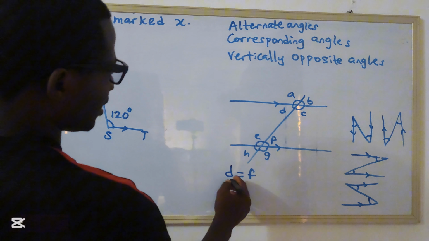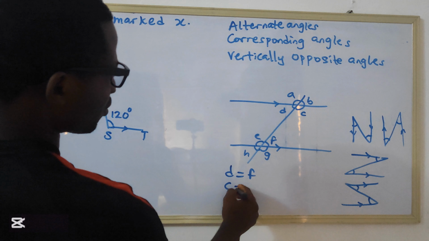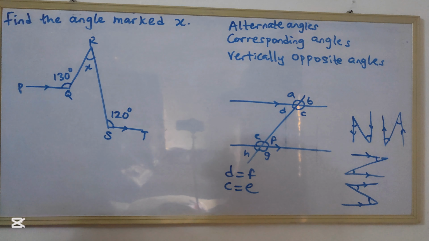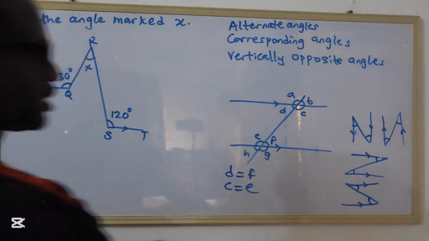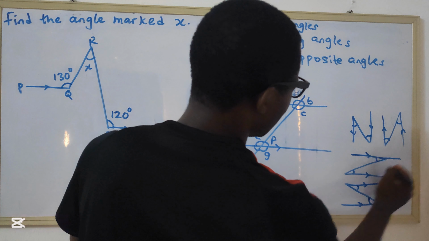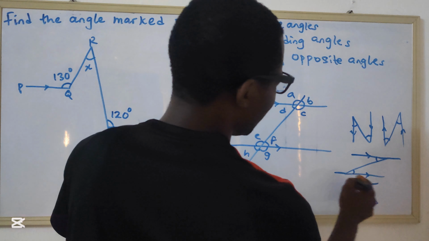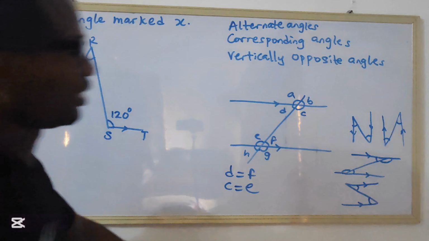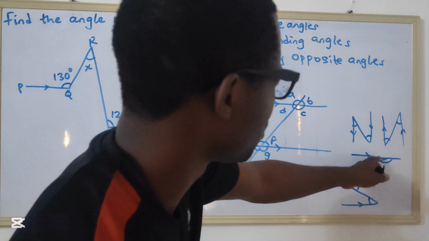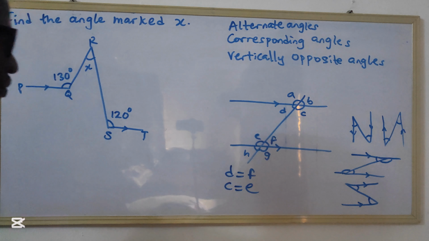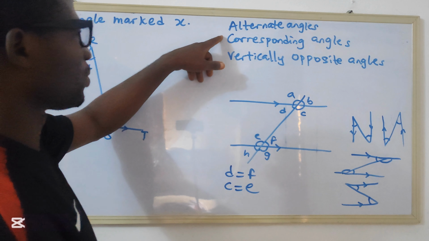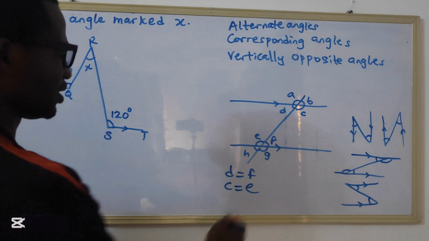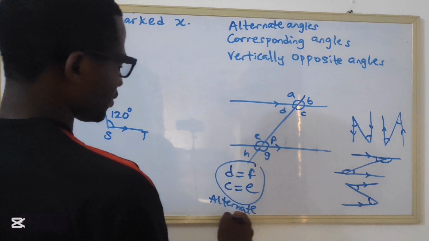Also, I can say that the angle C is equal to the angle E. So if I extend this line, and I extend this line, I can also say that the angle here is equal to the angle here. That's the other side of this one I've drawn first. So they are also alternate angles.